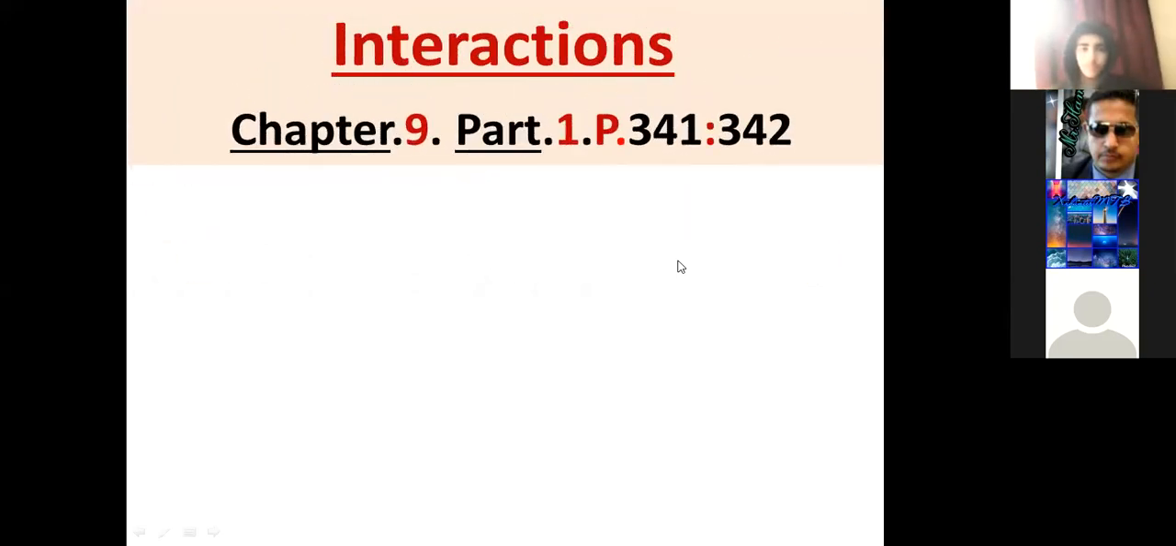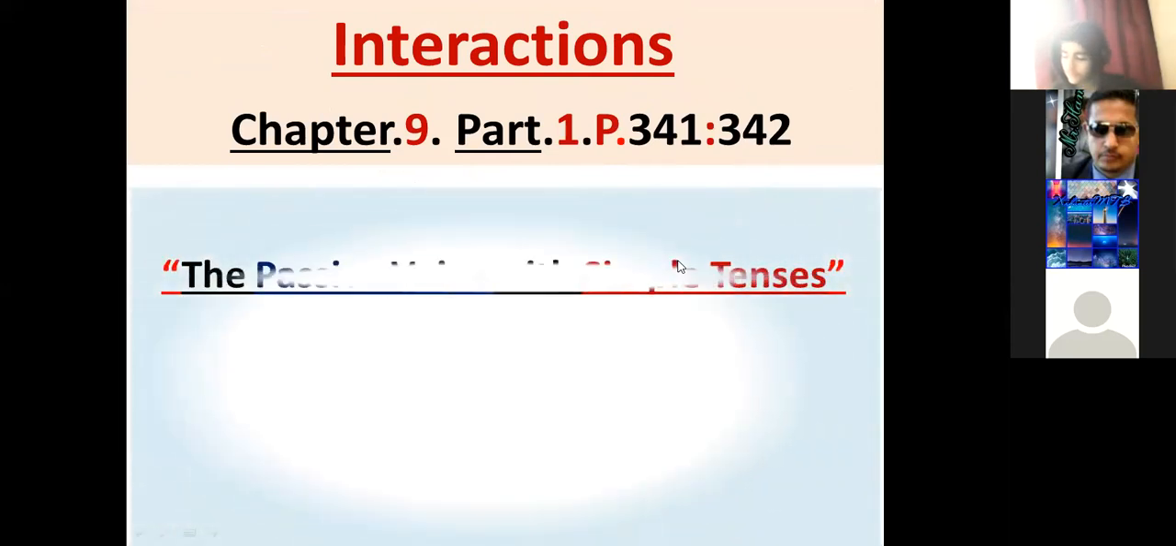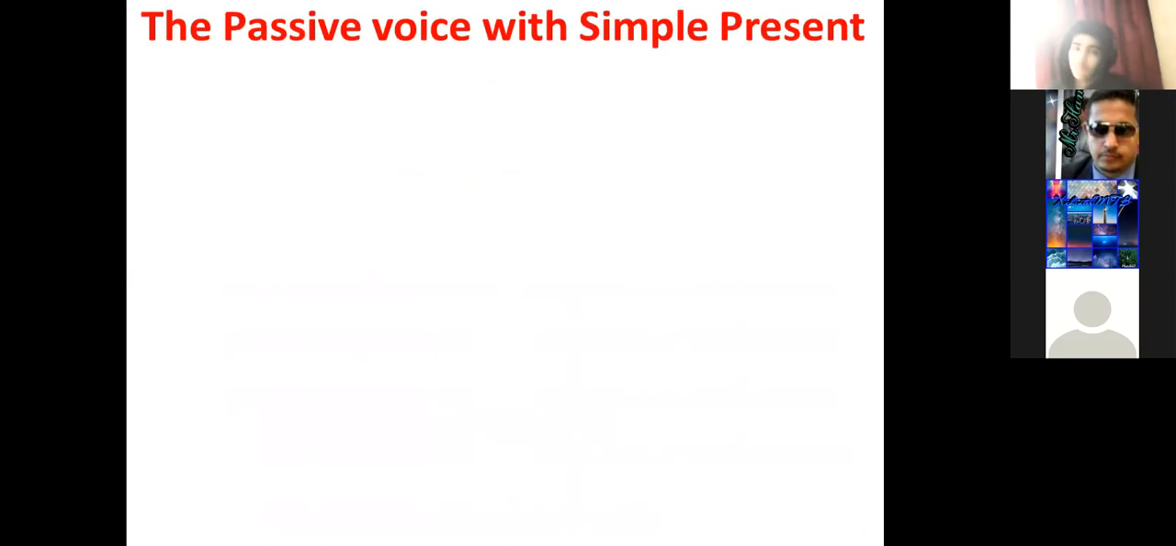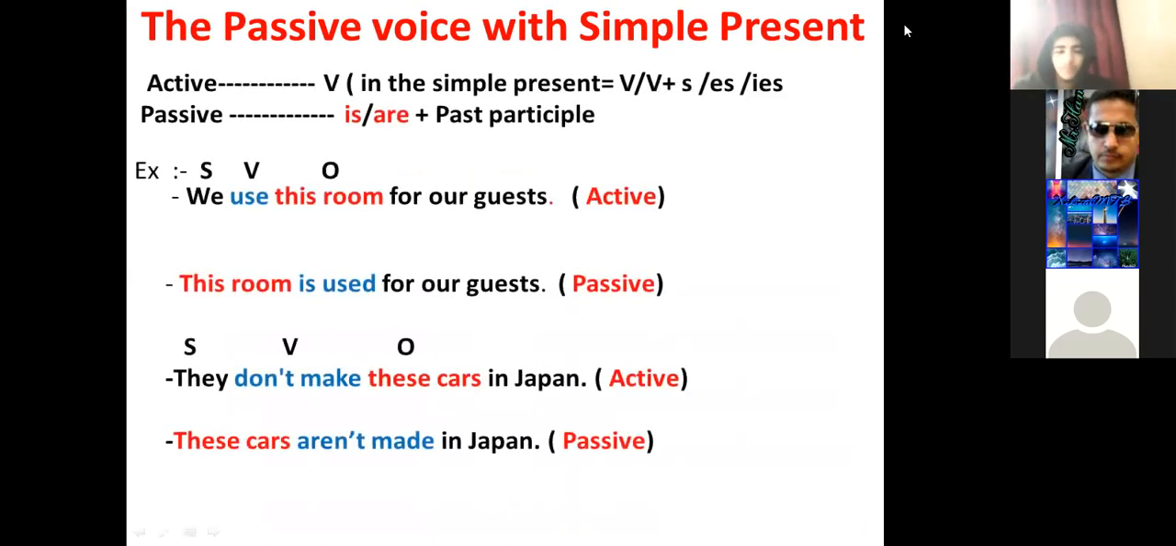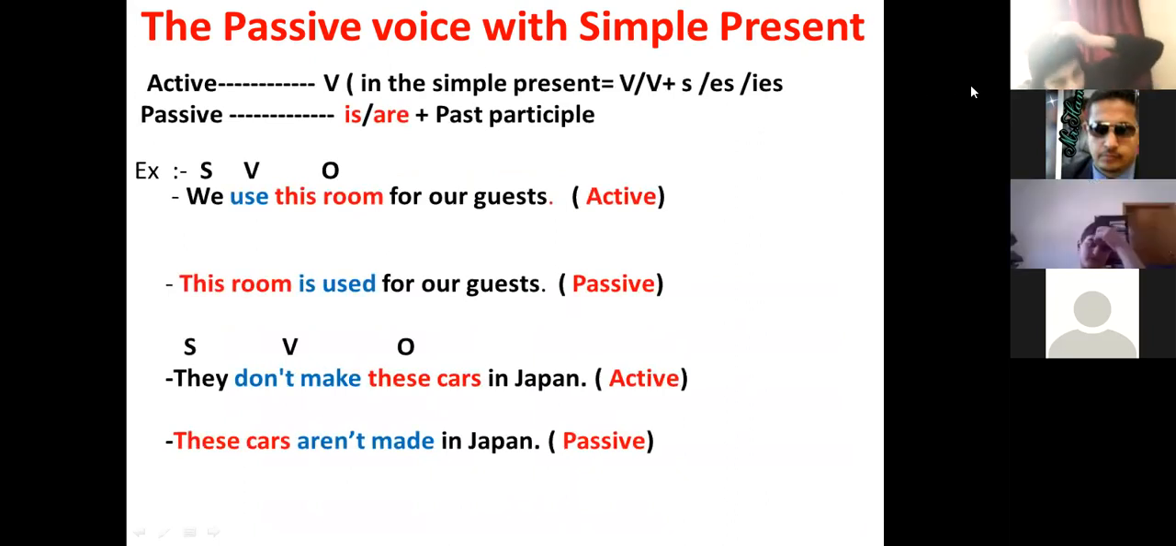Today we are going to explain chapter 9, part 1. It's talking about the passive voice with simple tenses. I mean here the present simple and the past simple. How can I change the sentence from active into passive? We have some steps before we change the sentence from active into passive.